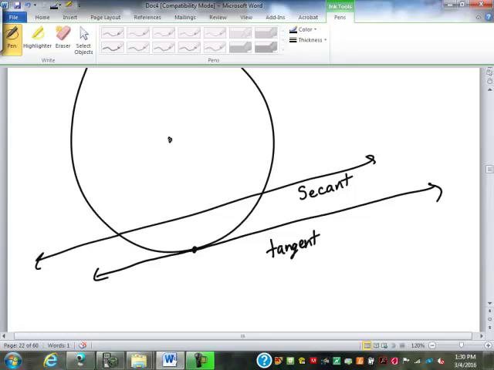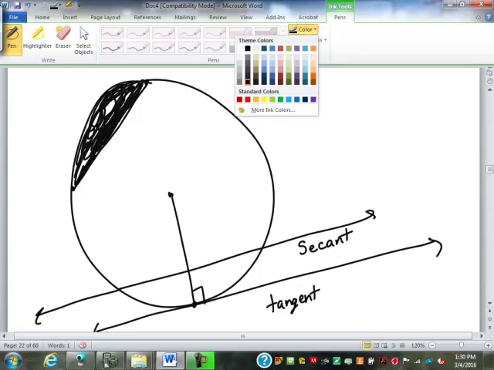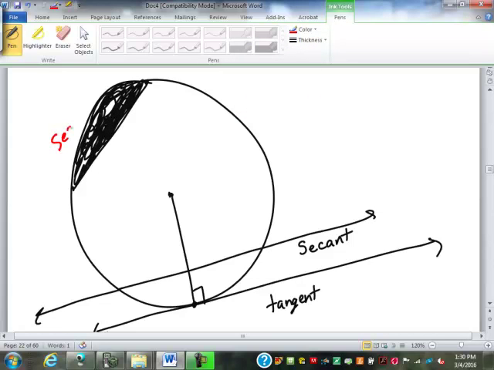Now there's a special relationship between the radius of a circle and a tangent. Can anybody tell me what it is? A radius to that point of tangency always forms a right angle with the tangent. Now if I have a chord, that piece of the circle that is cut off between the chord and the edge of the circle is called a segment.